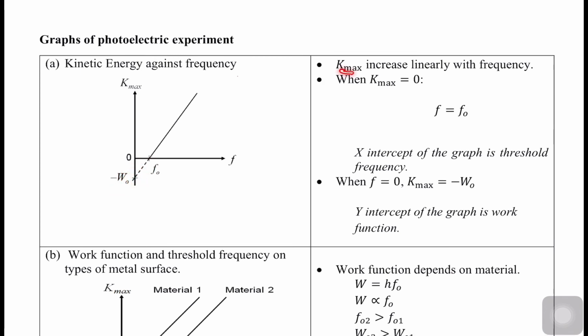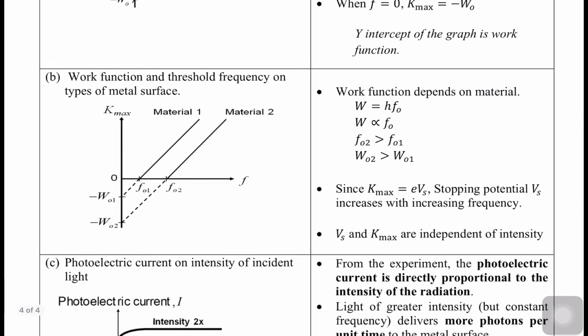So K max increase linearly with the frequency. K max will be the kinetic energy of apa? Of the electron. Okay, when K max is equal to 0, f equal to f0. So x-intercept of the graph is the threshold frequency. When f is 0, K max equal to negative W0. So y-intercept is the work function. So if you look at the axis, then you can determine lah f0. x-intercept tu adalah f0, y-intercept adalah W0.